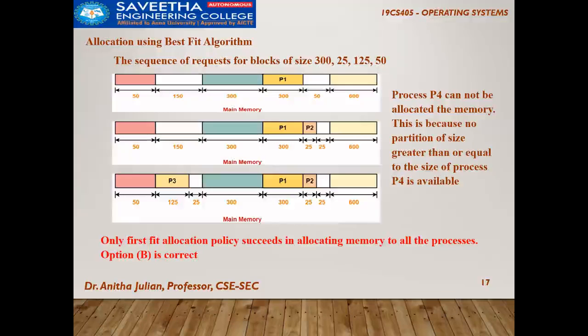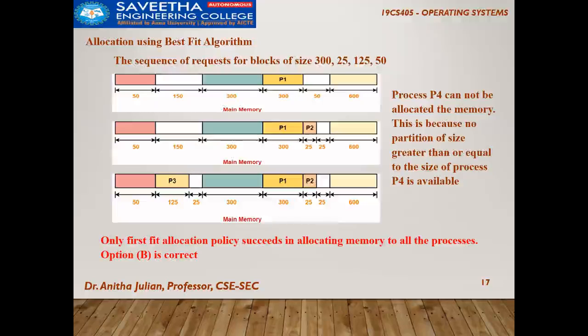Then I can take 25. I am taking the best fit method, so I will not go and waste this 150. I will fit this 25 in the 50 slot, so only 25 will remain there. And process 3, I take 125 and fit it in the 150, and 25 is remaining. Now the last process P4 is of size 50, but we have only two small bits of 25 wherein I cannot fit 50. So process 4 cannot be allocated in the memory if I go by the best fit method.